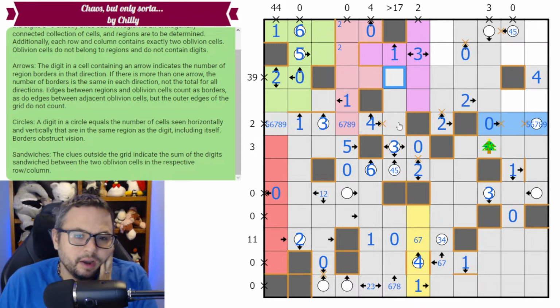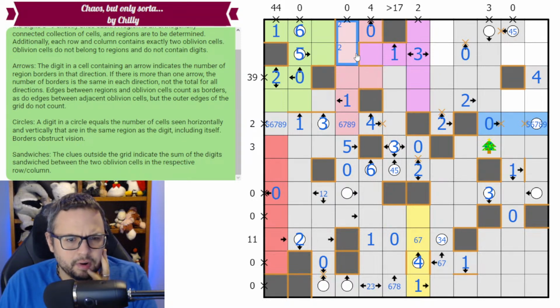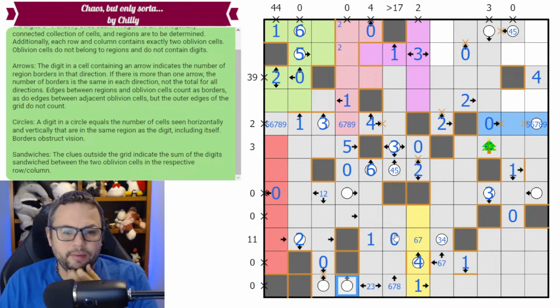Row 1 and 2 of column 4. Can we count the arrow in row 1, 2, column 4? I don't see an arrow in row 1, 2 of column 4. Oh, row 12, column 4. There we go. 1, 2, 3.